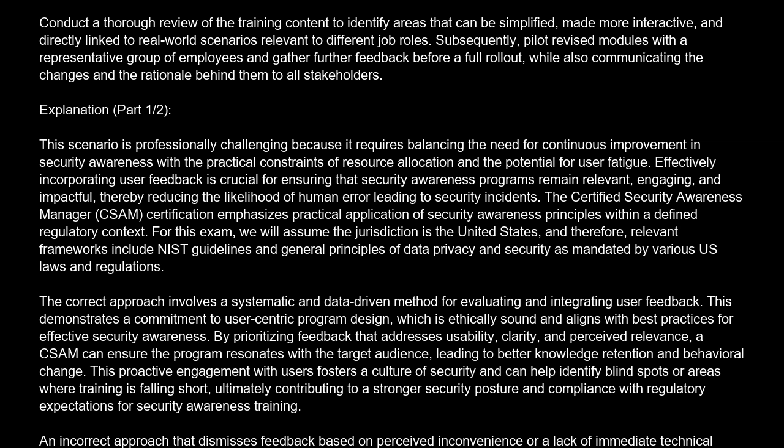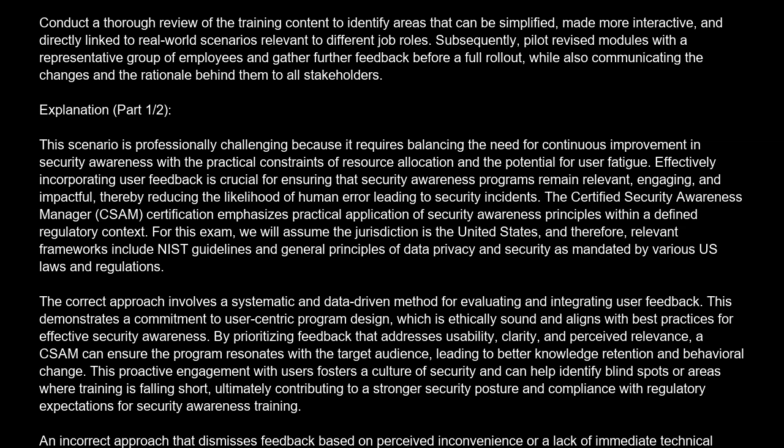The correct approach involves a systematic and data-driven method for evaluating and integrating user feedback. This demonstrates a commitment to user-centric program design, which is ethically sound and aligns with best practices for effective security awareness. By prioritizing feedback that addresses usability, clarity, and perceived relevance, a CSAM can ensure the program resonates with the target audience, leading to better knowledge retention and behavioral change.